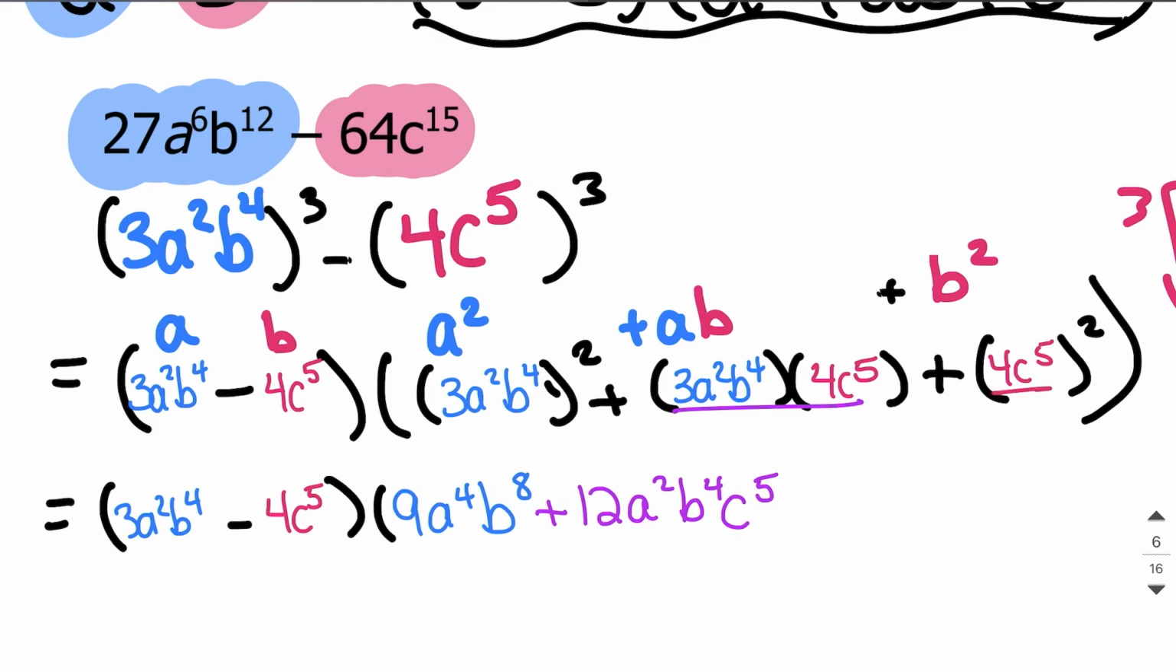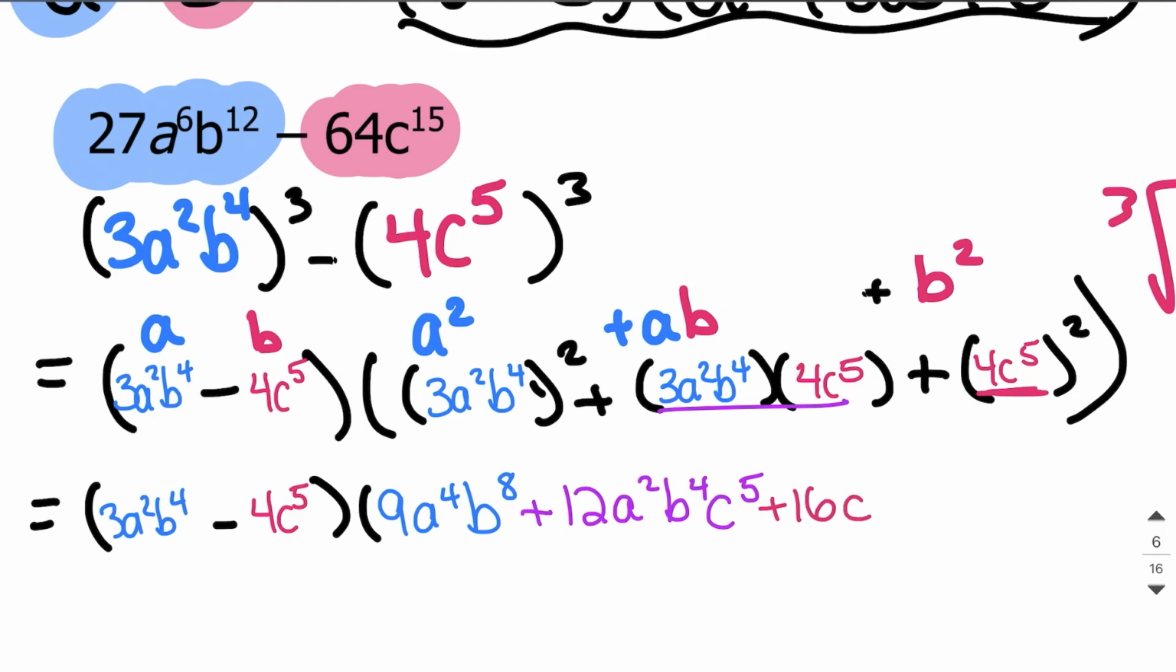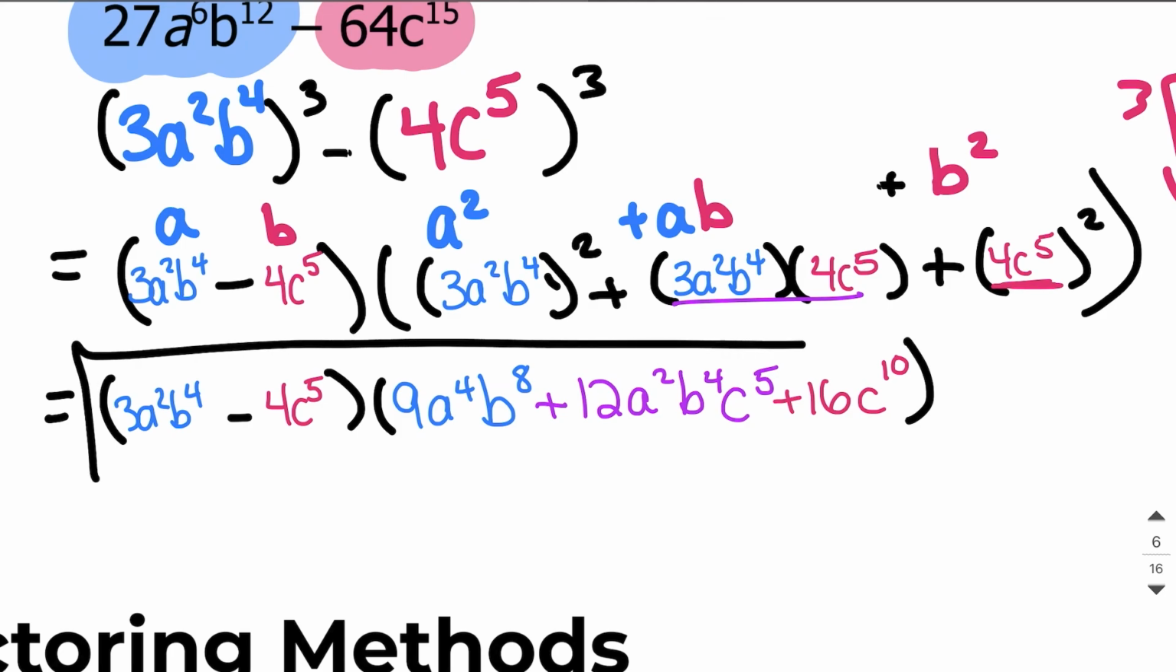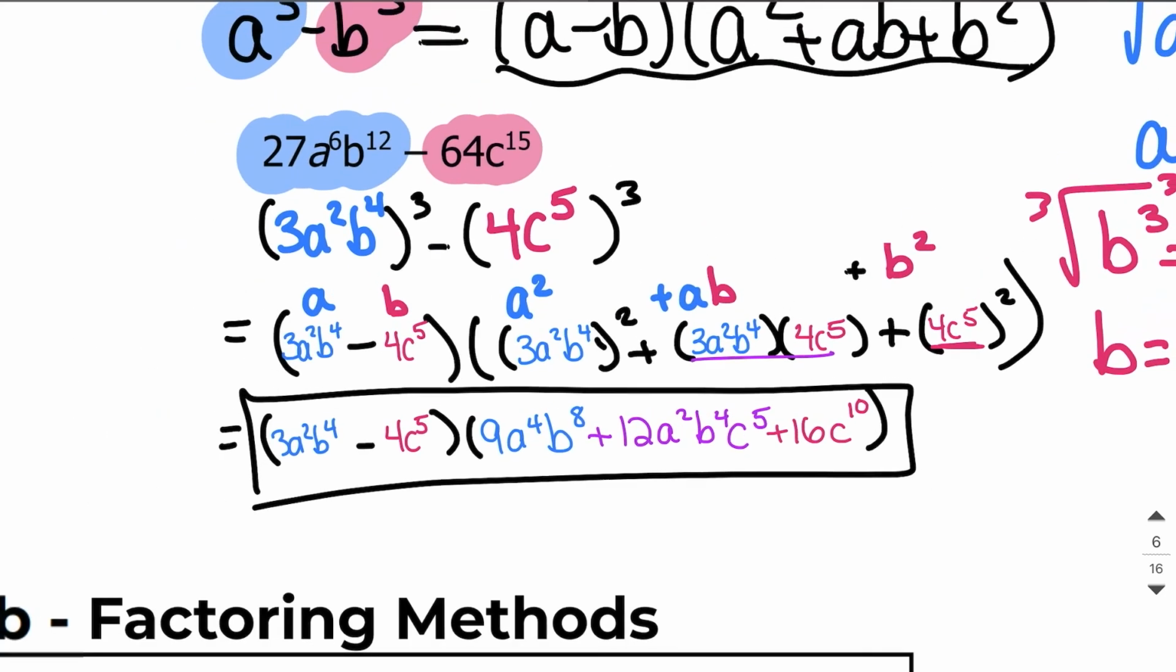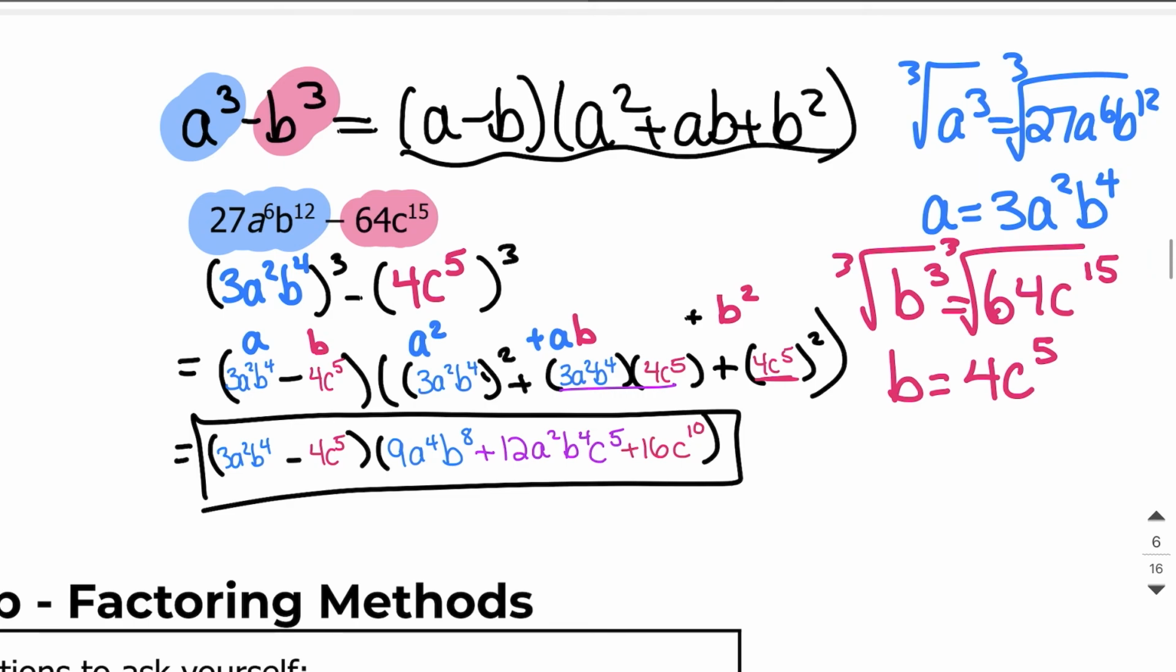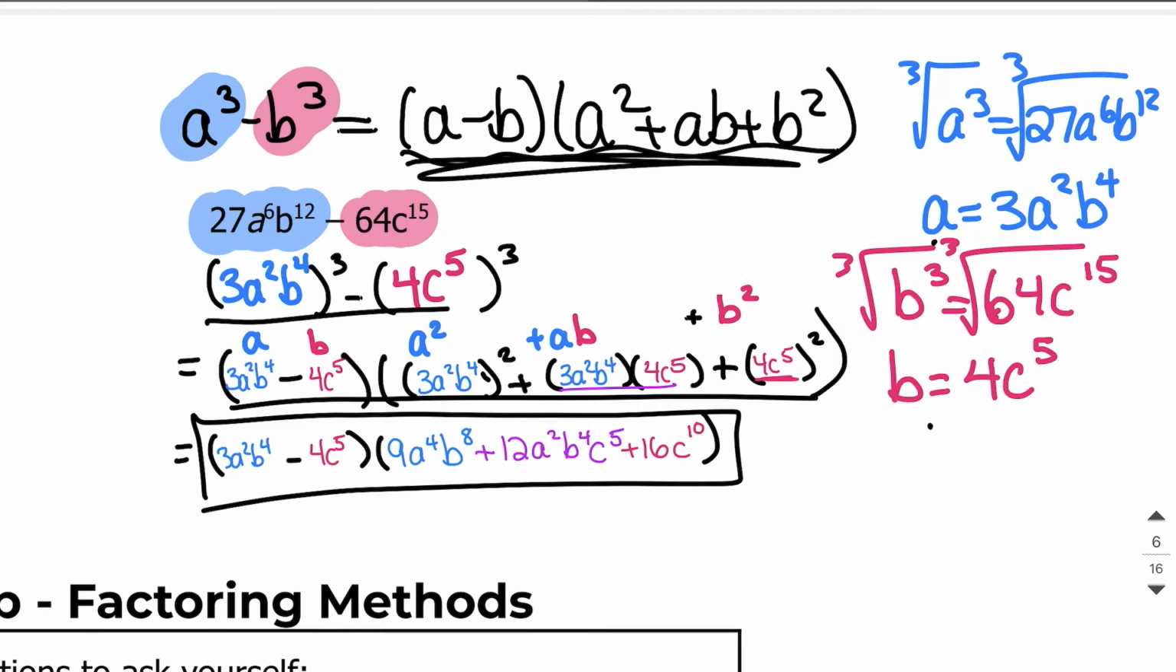And then lastly, I'm just going to square this. So 4 squared is 16. C to the power of 5 when I square it is c to the power of 10. And then this right here is my factored expression. Okay, so really, just to recap, you just have to figure out what a and b are, and then you just plug it in into this piece right here, and then you are good to go.